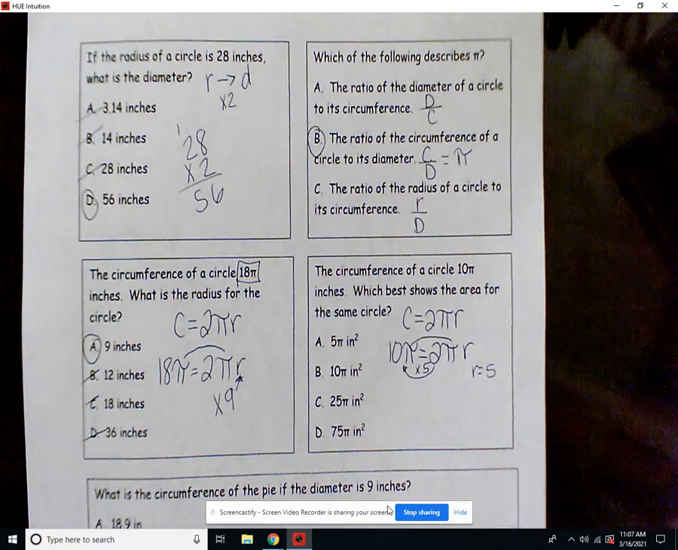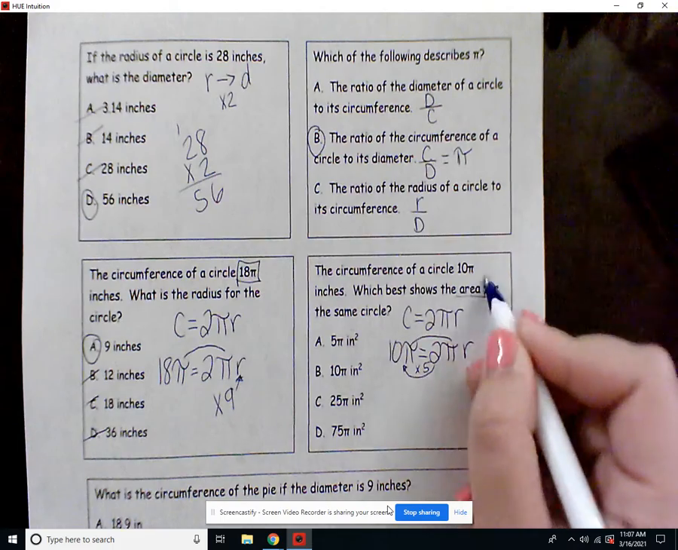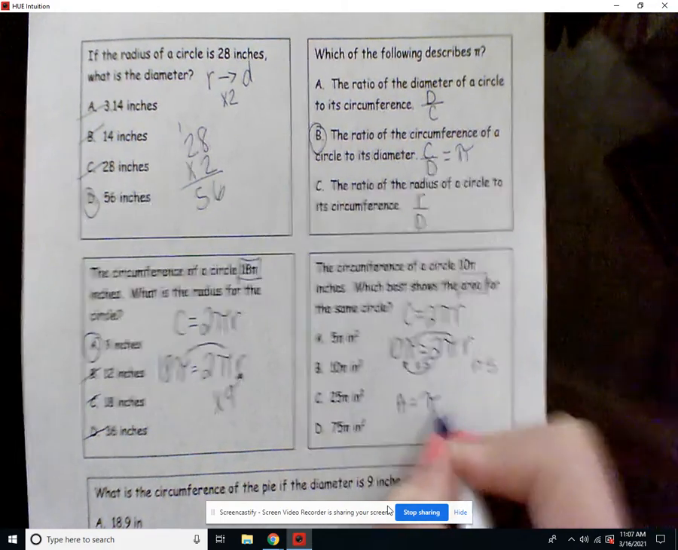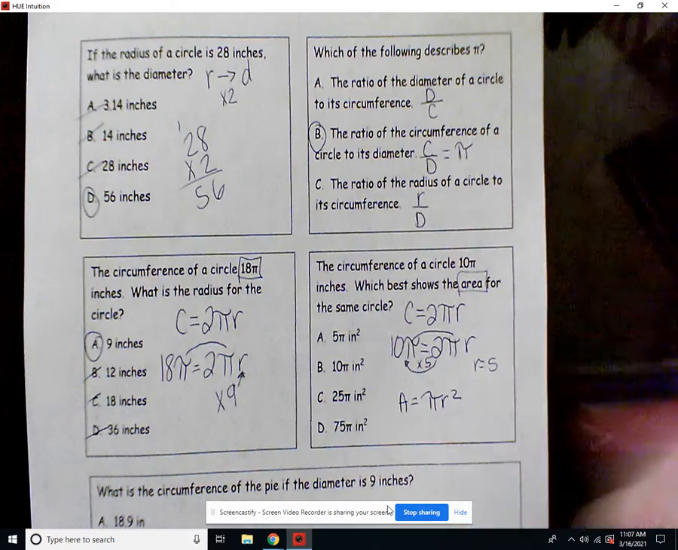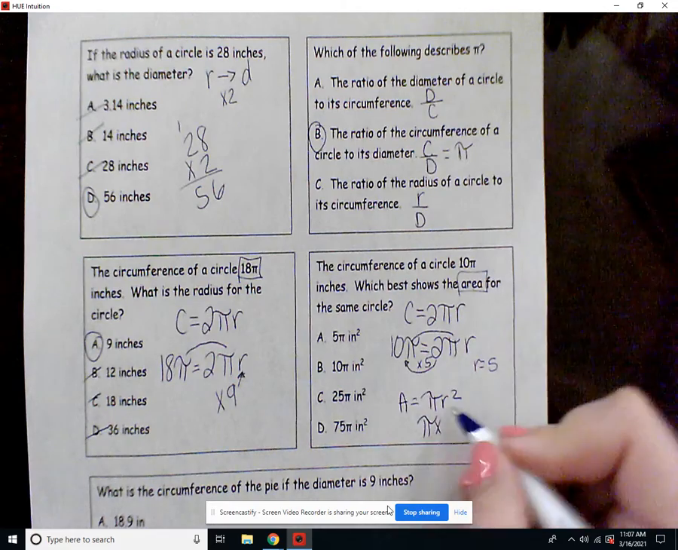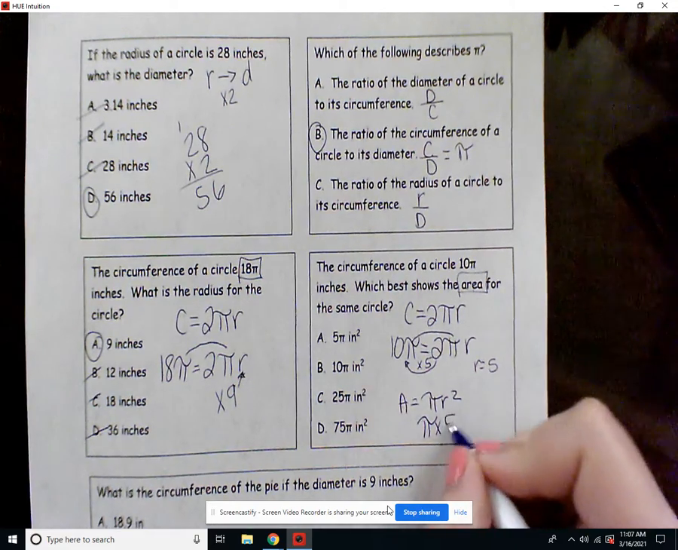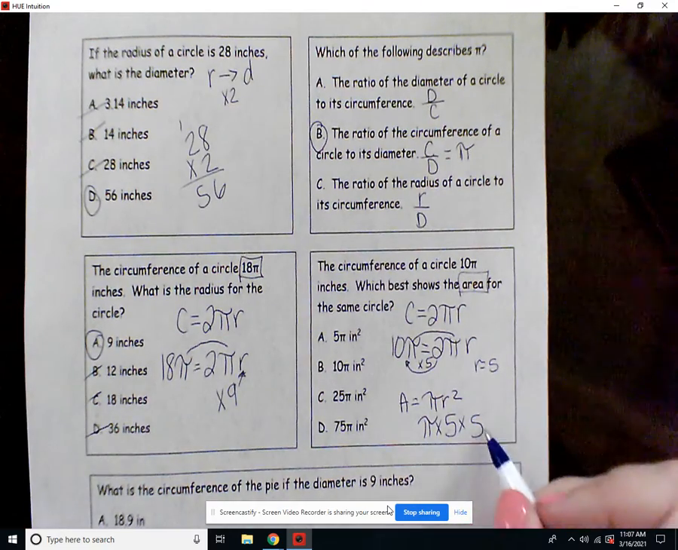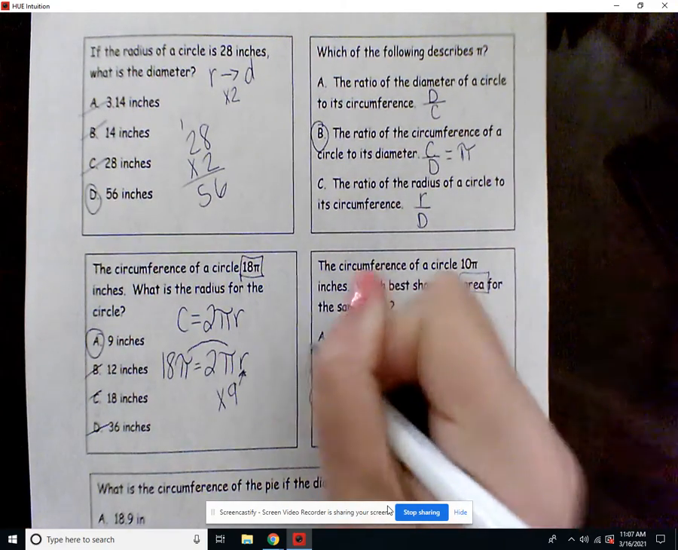Okay, but we're not done, because the question wants to know, what is the area? So now I'm going to use my area formula, pi r squared. In terms of pi, I'm going to leave the pi symbol. We're going to write down r is going to be 5, so I'm going to write it down 2 times. And then I'm going to multiply. So 5 times 5 is 25 pi.